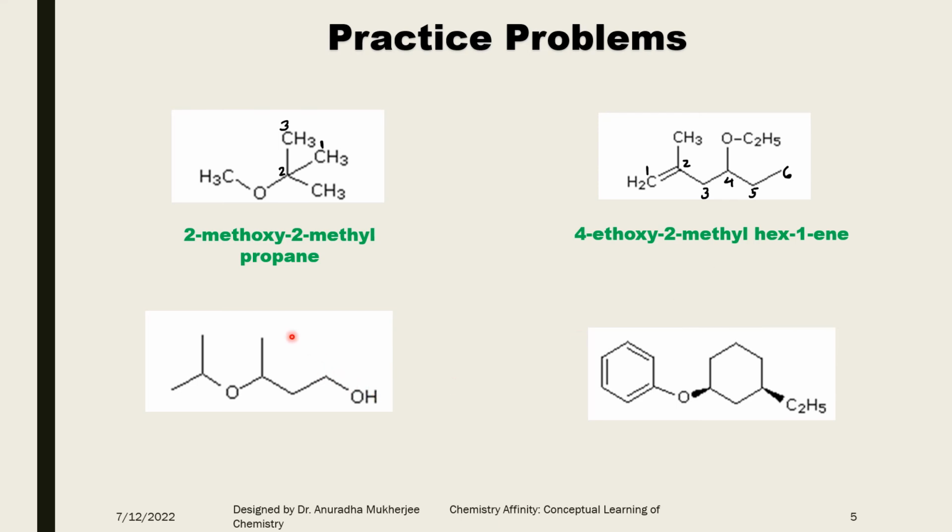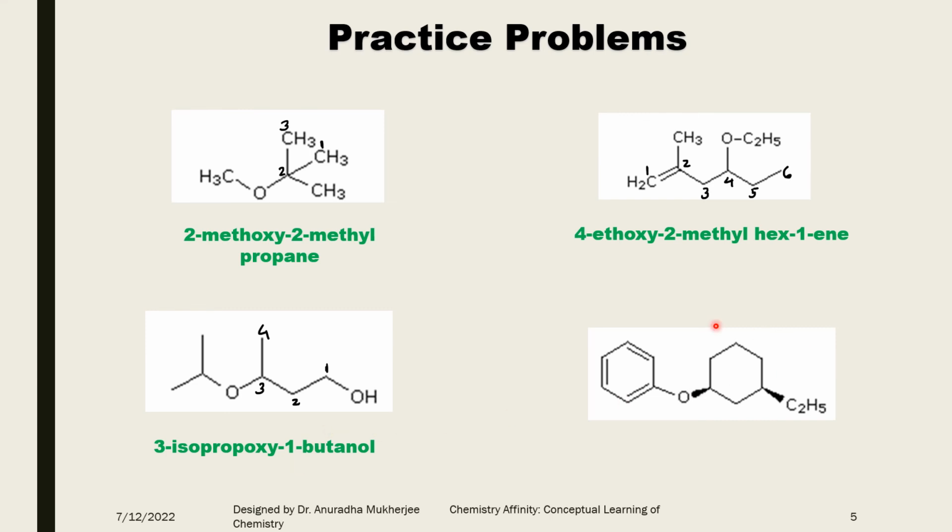Now coming to the third ether molecule. Again this part will be considered as a substituent, and this part is the parent chain, and OH will get the priority over the alkoxy. So numbering will start from the right hand side: 1, 2, 3, 4. So the IUPAC nomenclature will be 3-isopropoxy-1-butanol.